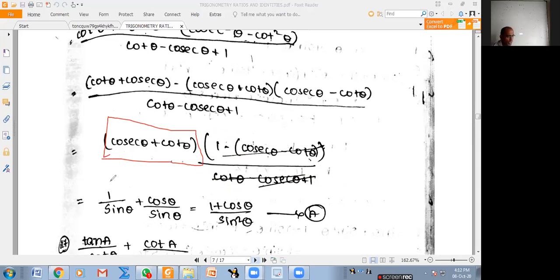And cosecant you can write 1 by sine, cot you can write cos by sine. It will be 1 plus cos theta by sine theta, not square, only sine theta.